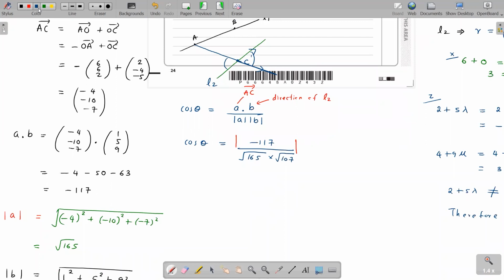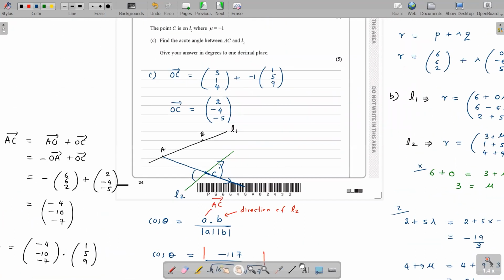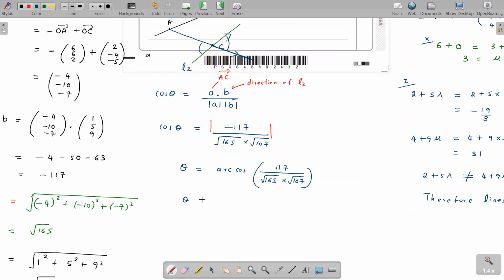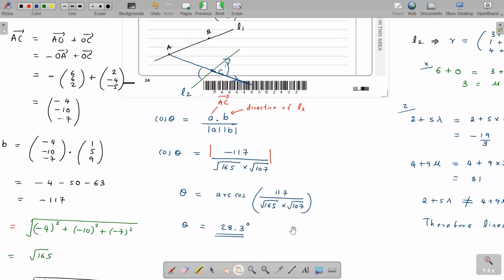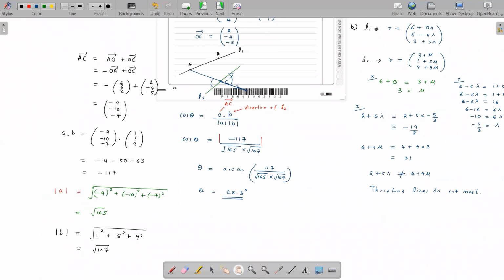So anyway, both are fine. I want the positive answer. So what is theta? I'll use the arc cos of the positive figure. If I use the positive figure, I'll get the acute angle. Otherwise, I'll get the obtuse. Even if you get the obtuse, it's fine. If you subtract from 180, how much is it? In degrees, to how many decimals? 1 dp. 28.3 degrees. So this is the acute angle between AC and line 2.